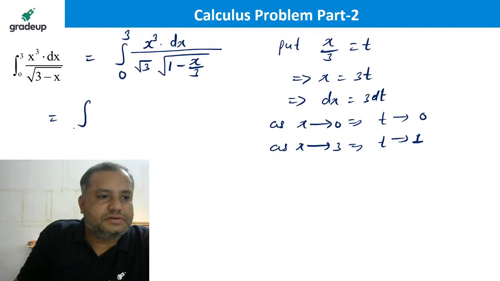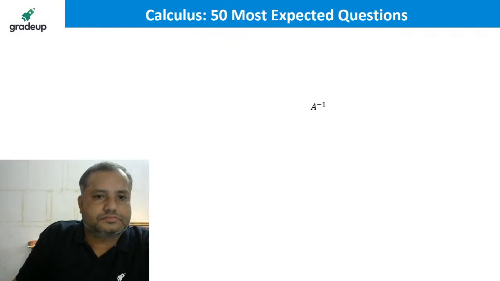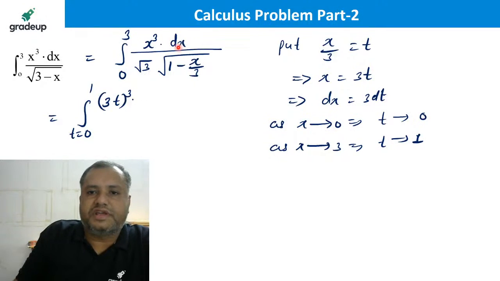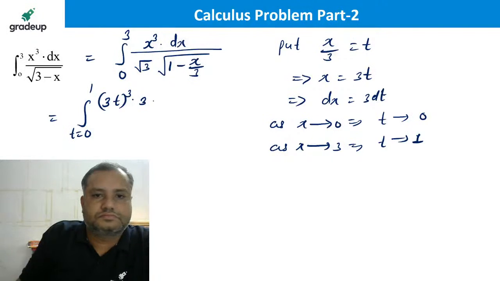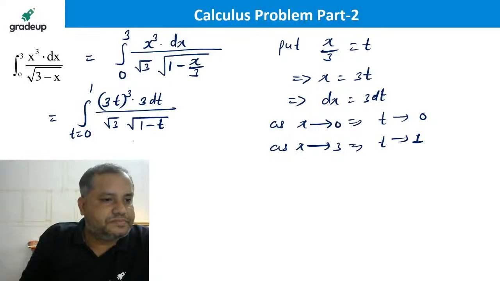So the new limits will be t equal to 0 to 1, x cube, that is 3t. What is the value for x? 3t. What about dx? dx is 3 dt. Then root 3 as it is, root of 1 minus t.